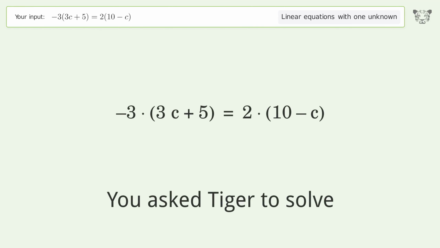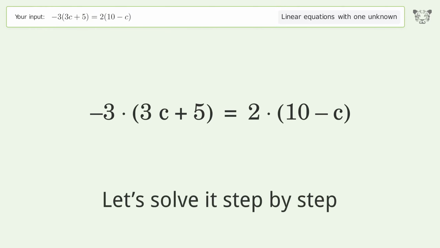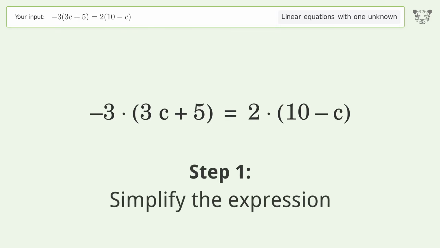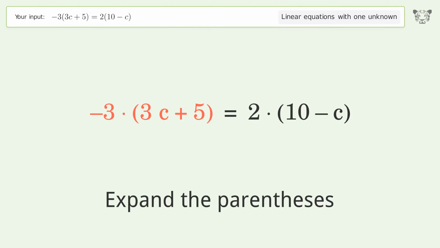You ask Tiger to solve. This deals with linear equations with one unknown. The final result is c equals -5. Let's solve it step by step. Simplify the expression. Expand the parentheses.